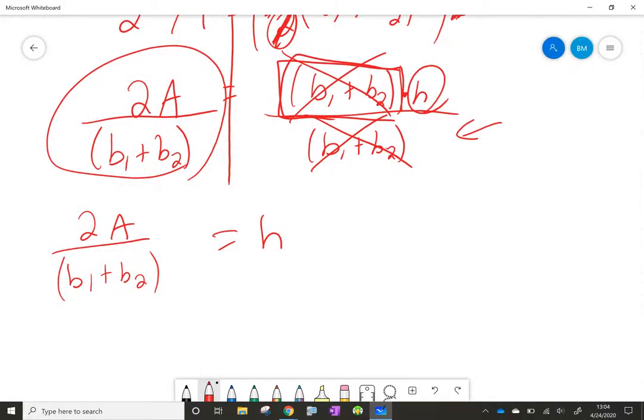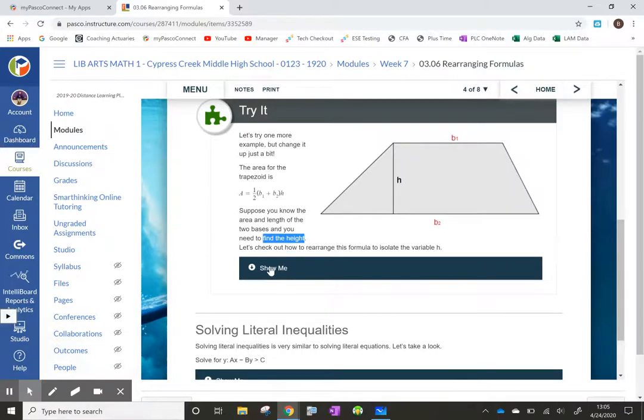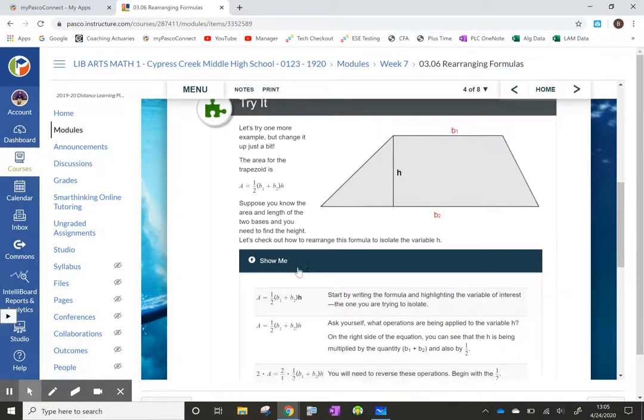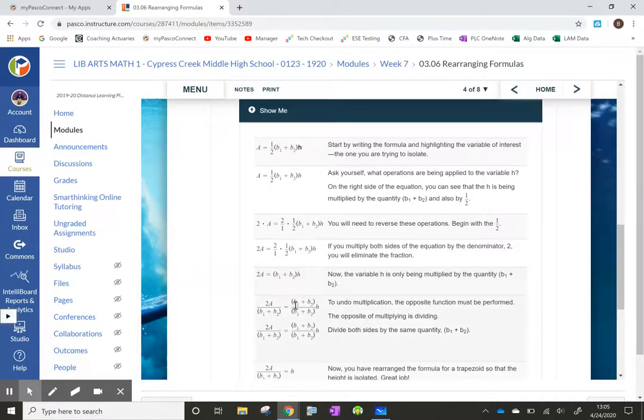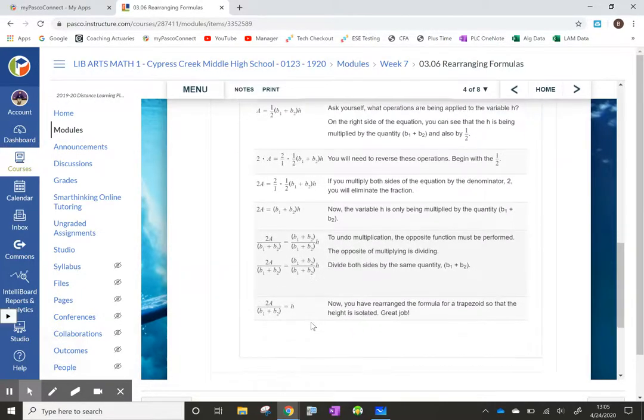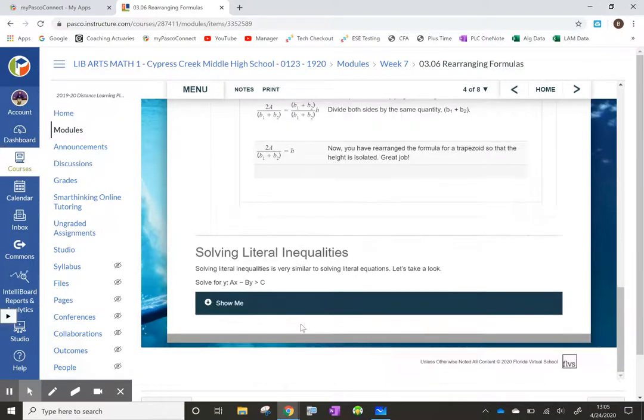So there you go. Perfect. Now you can plug in all the values for the area, the base 1 and the base 2, and you can calculate the height much easier. You can see they've done all the work, same thing I've done. Hopefully it makes sense. They still get the same answer.